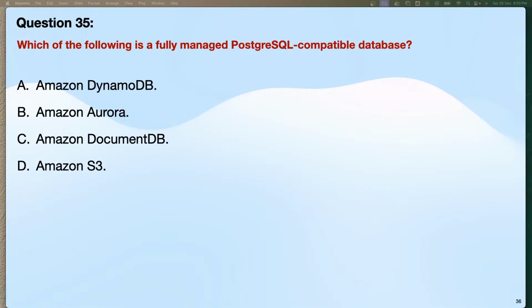Which of the following is a fully managed PostgreSQL compatible database? If you remember in the video course, we've gone through this. Among Amazon RDS databases, DynamoDB is a NoSQL database, right? We discussed. Aurora is an RDS database which is compatible with Postgres and MySQL. So answer is B. Just to talk about other options, Amazon DocumentDB is a MongoDB compatible JSON based database. You need to just remember the database names, okay? And Amazon S3 is an object storage service. So option for 35 is B.